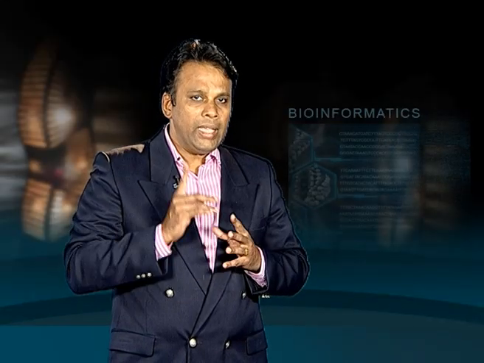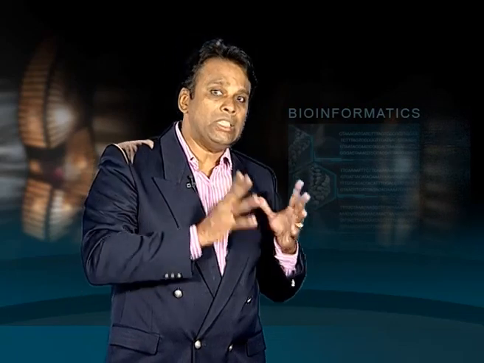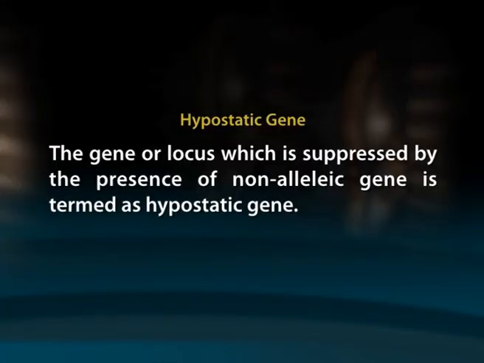In some cases, a gene at one locus on a chromosome masks or suppresses the expression of a gene at another locus and is known as an inhibiting gene. These genes inhibit the expression of other genes. Epistatic gene is the gene which suppresses the expression of a non-allelic gene. The gene or locus which is suppressed by the presence of a non-allelic gene is termed the hypostatic gene. Epistatic interactions arise because these two genes encode proteins that play a sequential role in a biochemical pathway.